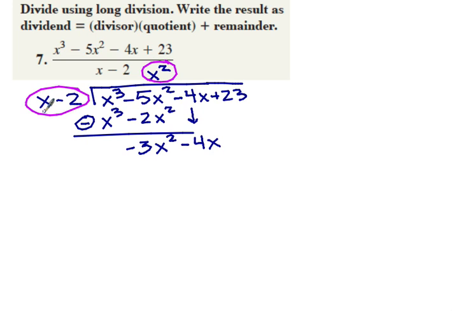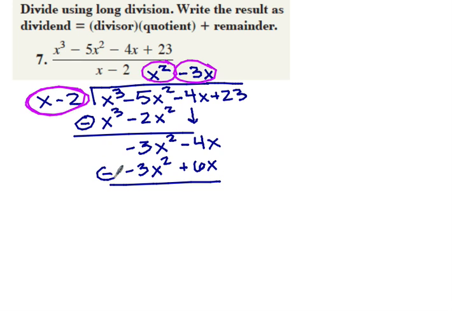How many times does x go into a negative 3x squared? Or what times x will give us negative 3x squared? Negative 3x. Good. And so then we just repeat this process. So we're going to take that negative 3, multiply it by that divisor, see what we end up with. So we'll get negative 3x squared plus 6x. And then we'll subtract those from each other.